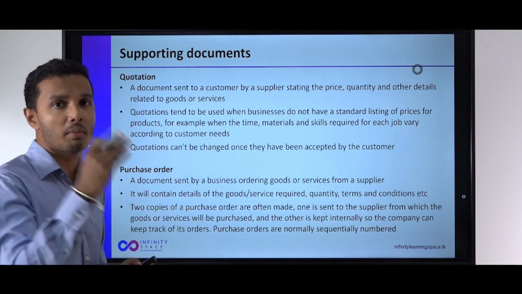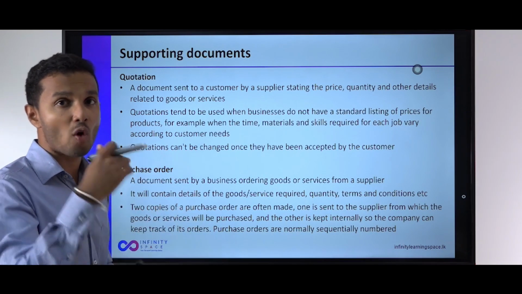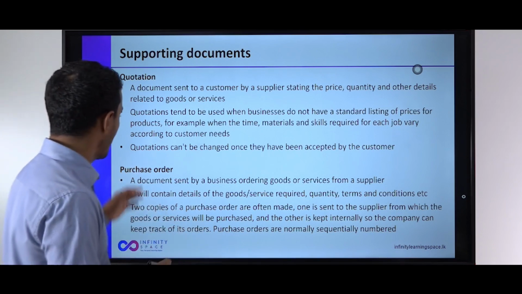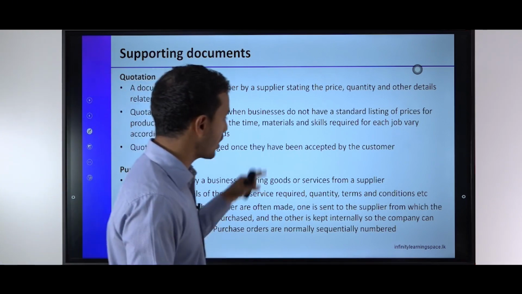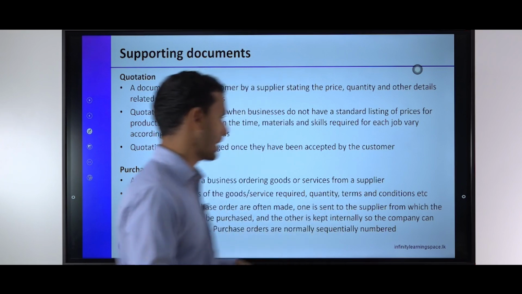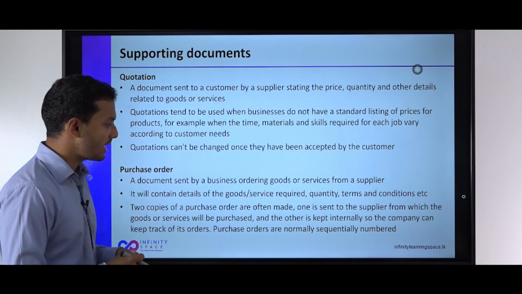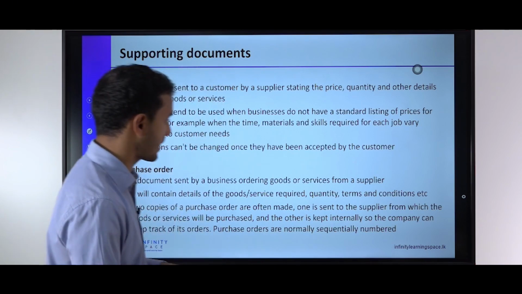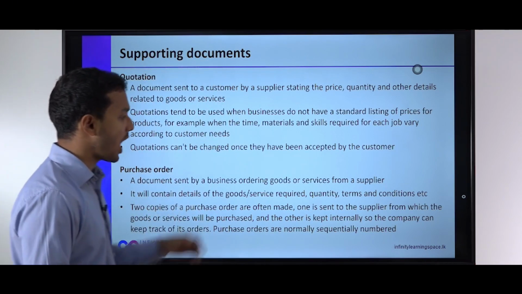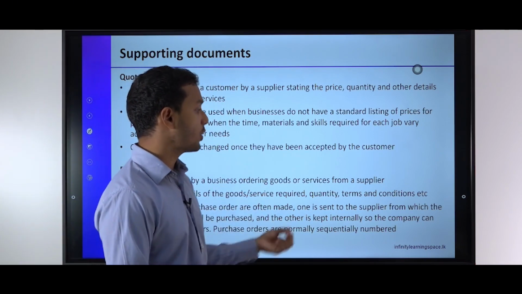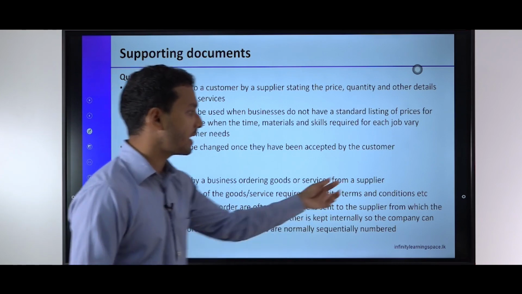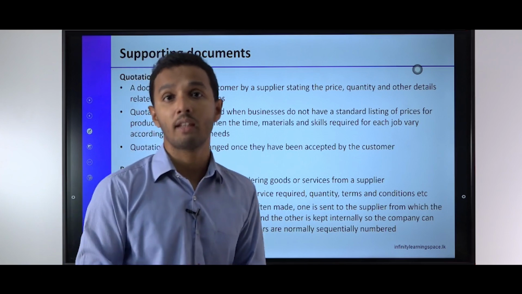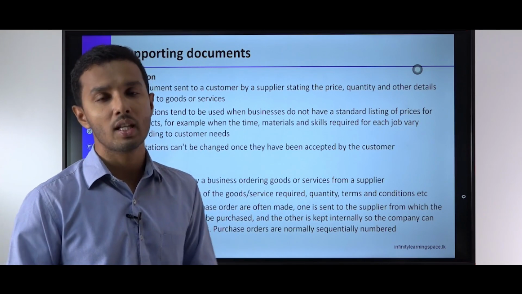It's an order sent by the customer to the supplier, formally requesting the supplier to supply goods. A document sent by a business ordering goods or services from a supplier. It will contain details of the goods, services required, quantity, terms and conditions, etc. So the purchase order will tell how much of the particular good to supply, what goods to supply, then other terms and conditions like where they should be delivered, when they should be supplied, the quality of the goods, the color of the goods, things like that.